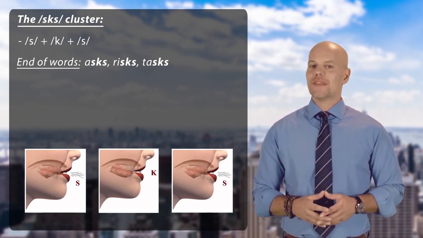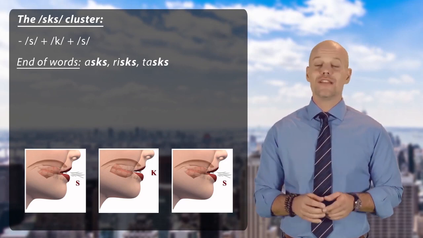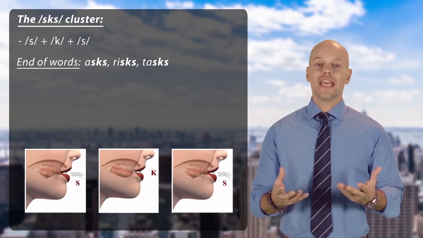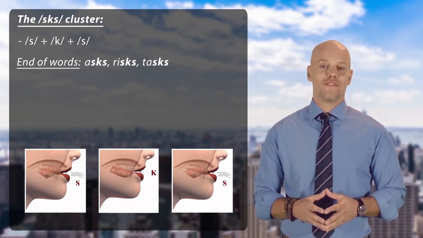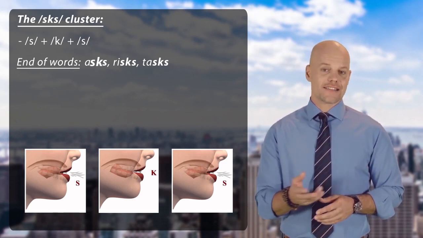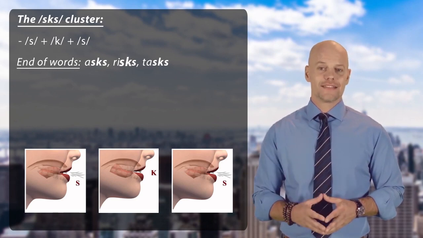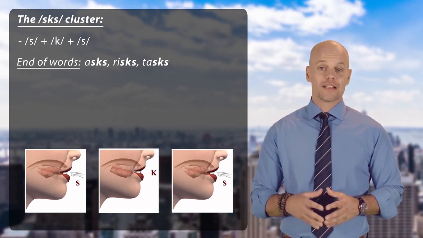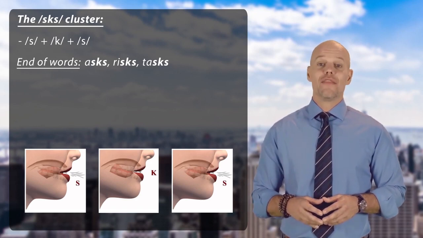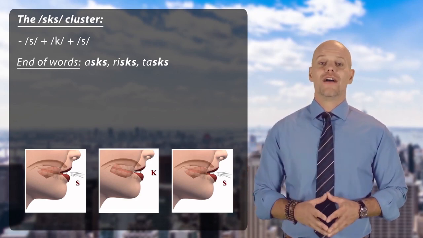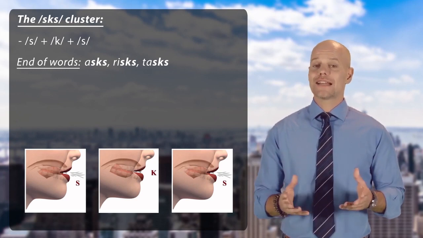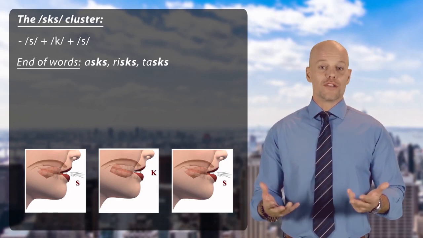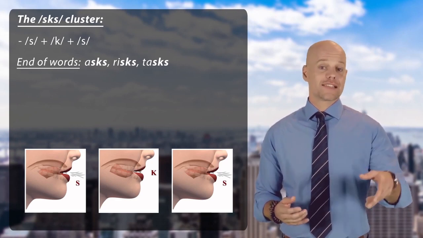If this is difficult, then divide the sks into two parts, sk and s, and first say the word with the sk as the final sound. Ask, risk, task. If you cannot say the sk cluster as the final sounds, then go back to the first part of this section of the video and practice the sk there. When you can say the words like this, then put the second s at the end.